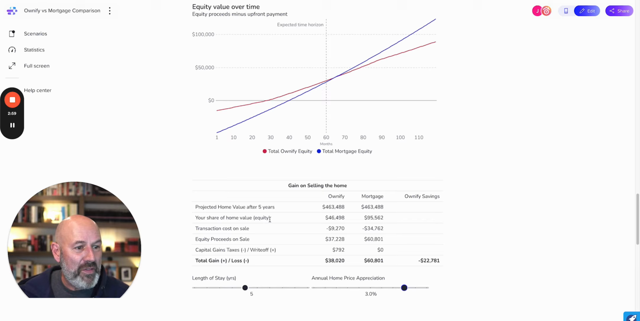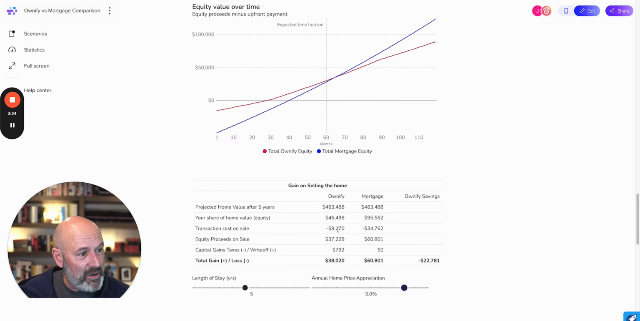Now, how much of that value do you actually own? With Ownify, at the end of 5 years, you should be at roughly 10%. So here we are at $46,500. That's your share of the total value of the home. With the mortgage, you actually have a higher equity share at the end of 5 years because your mortgage balance was fixed and you've paid it down a little bit. However, what happens when you exit, when you sell? With Ownify, at the end of 5 years, you can either renew or sell your equity back to Ownify or buy the home with the mortgage.